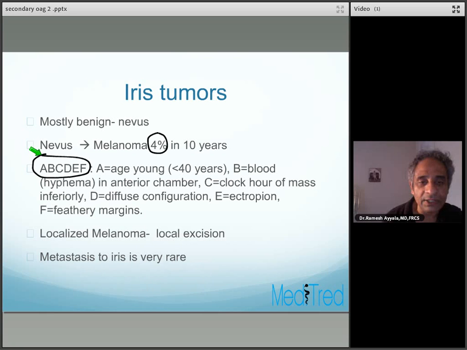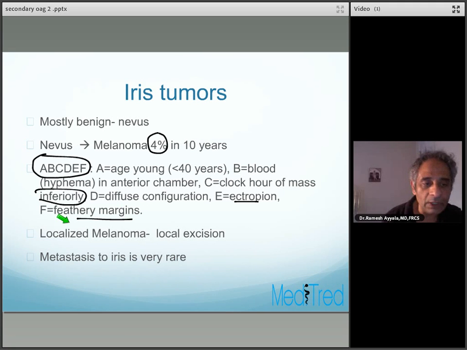A for age, if you're less than 40 years of age, blood or hyphema in the anterior chamber, the clock hours of the mass, especially those that are located inferiorly, diffuse configuration, ectropion uveae, and feathery margins. So the tumors that are associated with blood, are located inferiorly, with a diffuse configuration, associated with ectropion uveae and feathery margins are likely to convert themselves into cancerous melanomas, and they need to be aggressively treated.